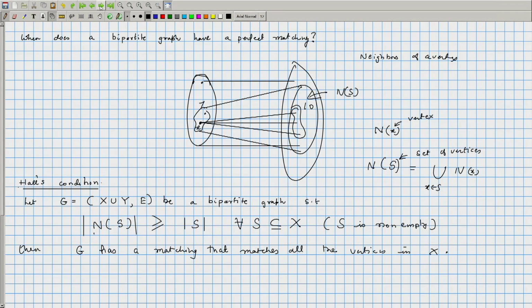So what we have accomplished is the following: in any bipartite graph, if the number of neighbors of S is greater than or equal to the number of elements in S, for every subset S of X, where X is one side of the graph, then the graph will definitely have a perfect matching.